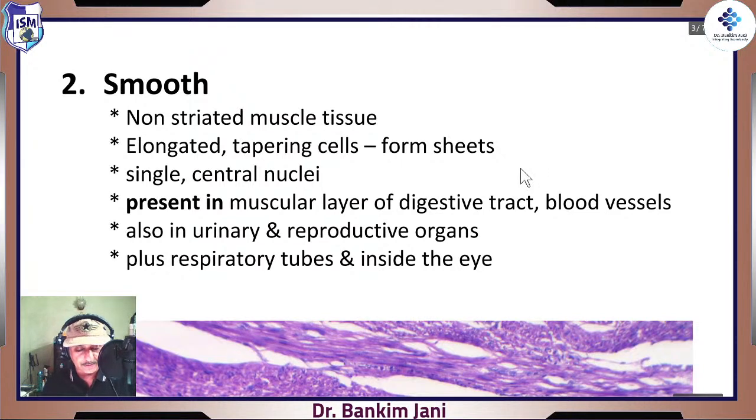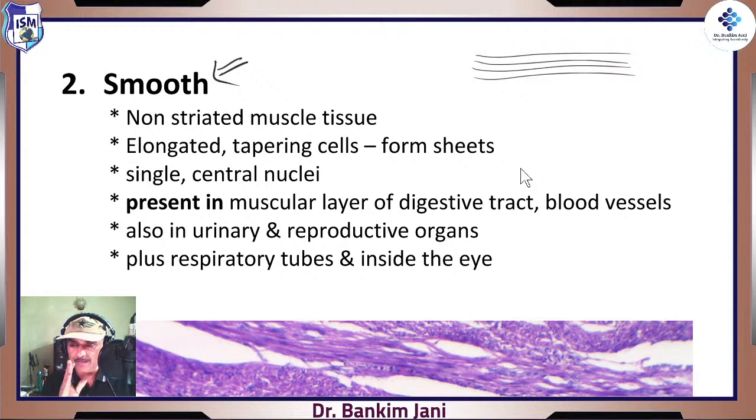Regarding the smooth muscles, they are non-striated. That's why they are called smooth. So this is the key: over there they were parallel and there were bands. It means there are no such bands here. That's why, with no bands, they look smooth. That's the reason. So it gives us the understanding that striated and smooth are named from their looks, correct? And elongated tapering cells form sheets. There is a single central nucleus. Single central nucleus.